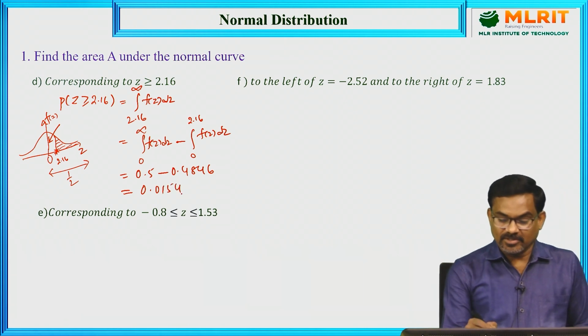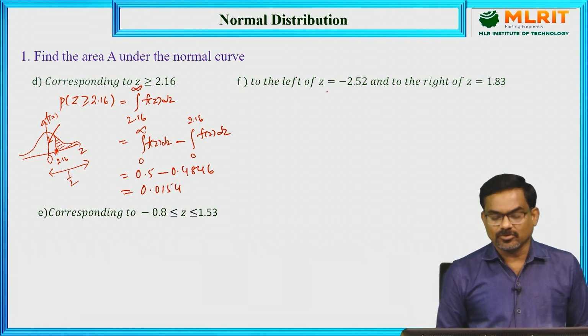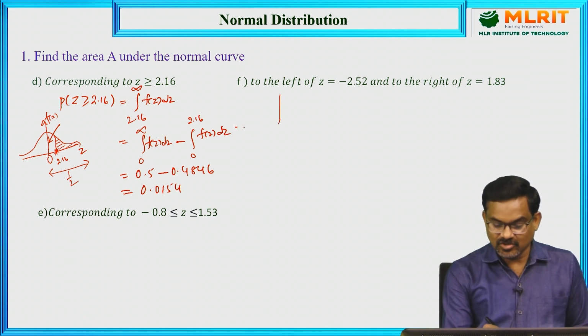Now coming to the next one, to the left of z equal to minus 2.52, let us draw the graph.